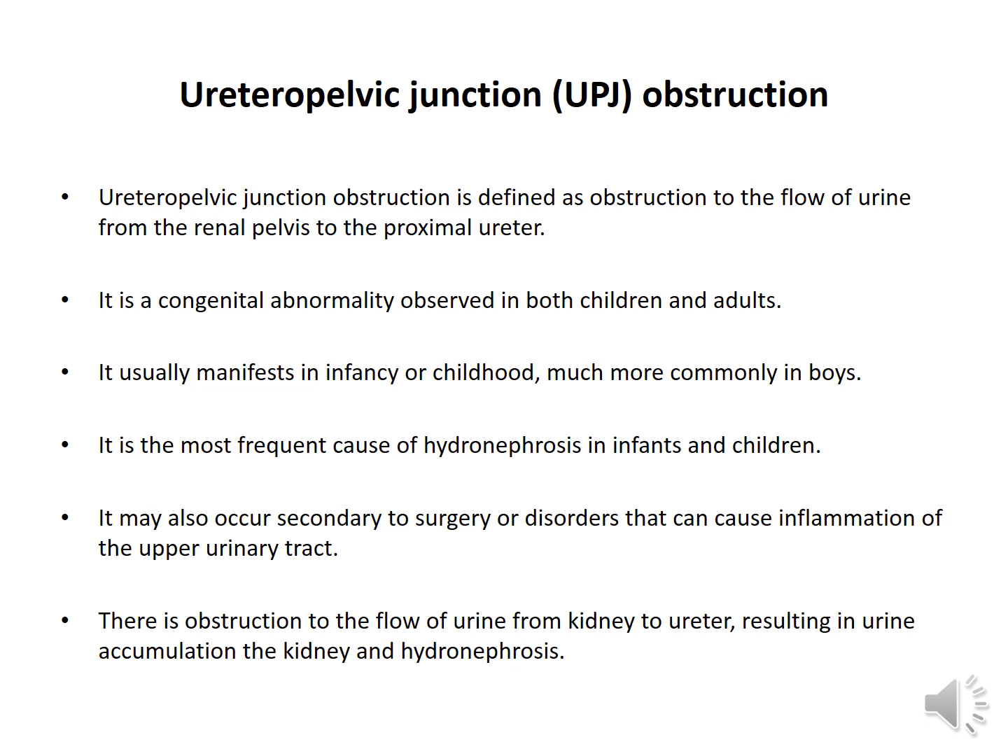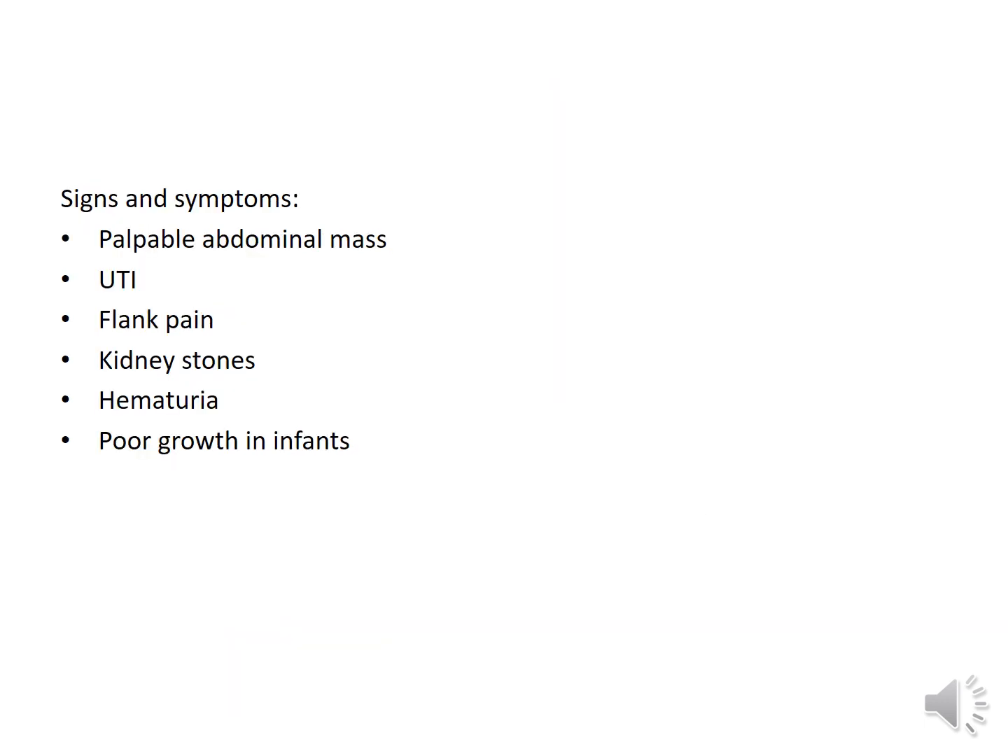There is obstruction to the flow of urine from kidney to the ureter. Because of this, there will be accumulation of urine in the kidney which leads to hydronephrosis as a complication of ureteropelvic junction obstruction. The different signs and symptoms are, there will be palpable abdominal mass in infants, and the patient may also present with urinary tract infection. There will be flank pain, kidney stones, hematuria, and in infants there will be poor growth.